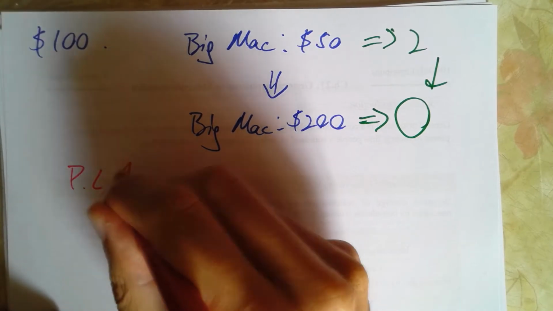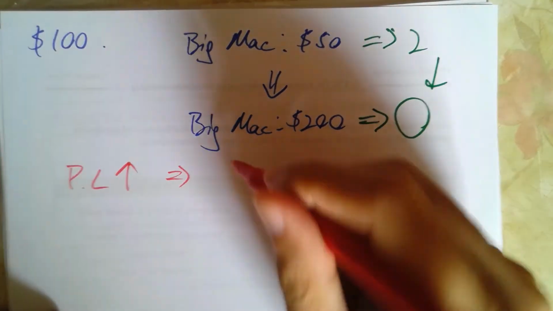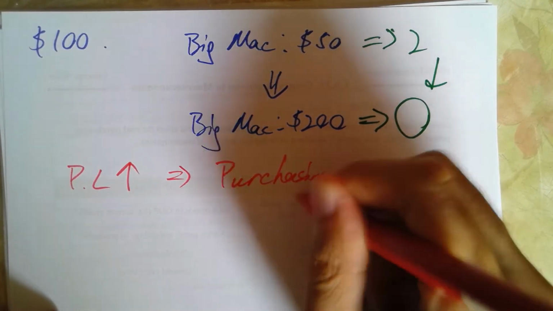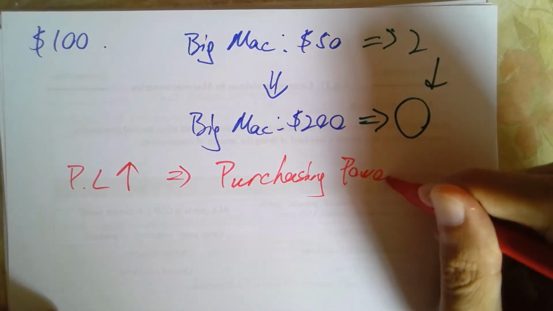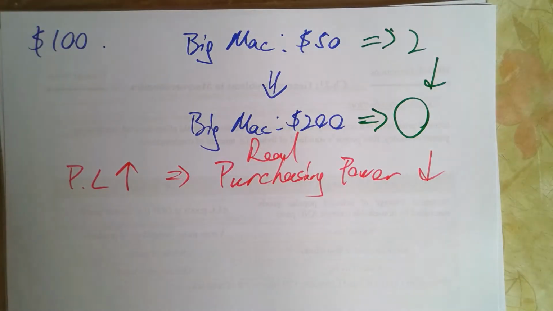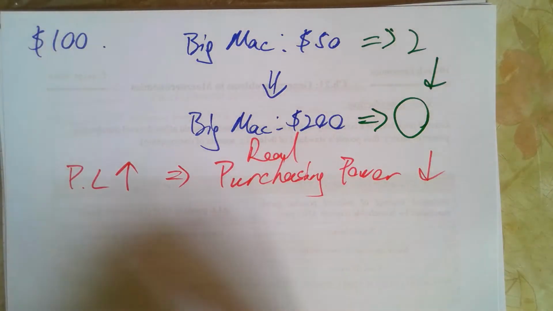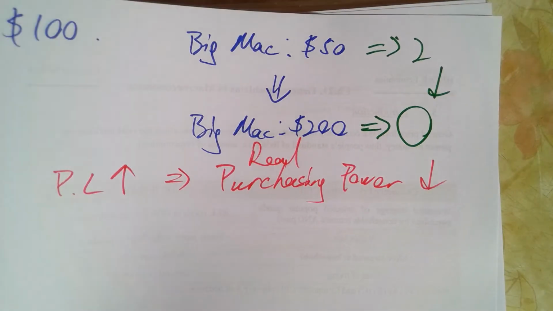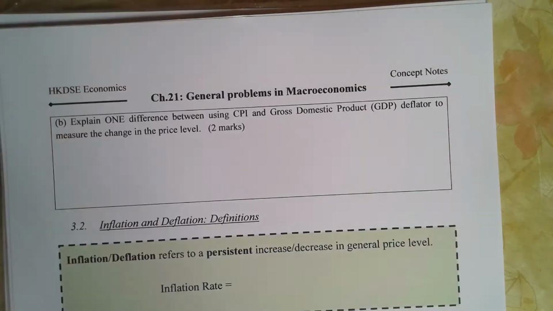The higher the price level, it means that our real purchasing power would go down. We have said this many times, but we have to say it again, it's very important. You need to remember this. This is why we are interested in studying the general price level.